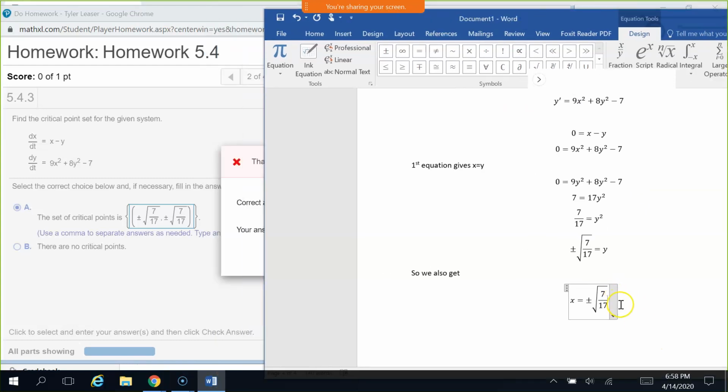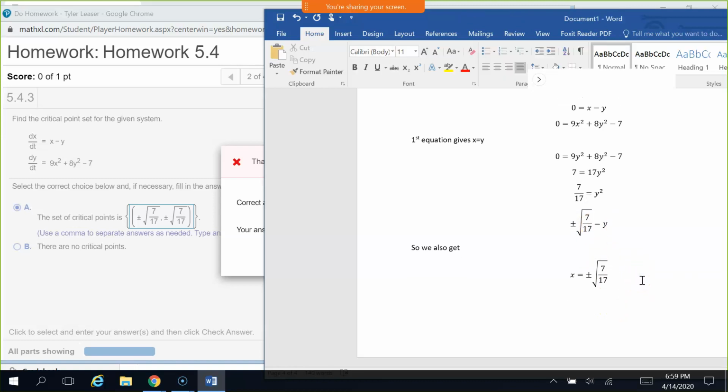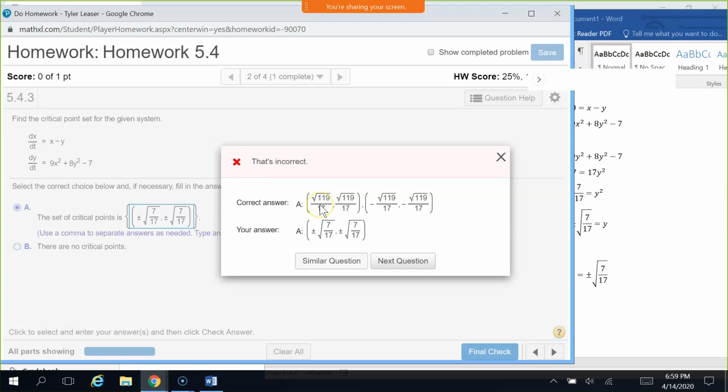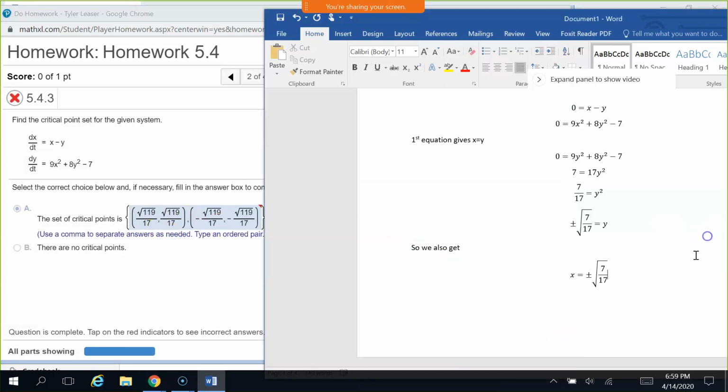Sorry. I said you would take every single combination of a plus and a minus, but you couldn't take every single combination. Because when x is positive, remember the y has to be the exact same thing. So the y also has to be positive. When the x is negative, the y also has to be negative. So you can't just do one positive, one negative. They're either both positive or they're both negative. I did have the right number.